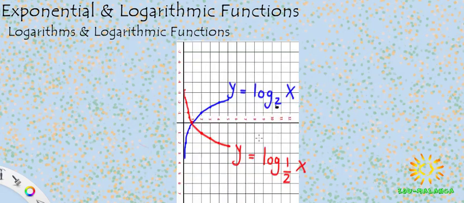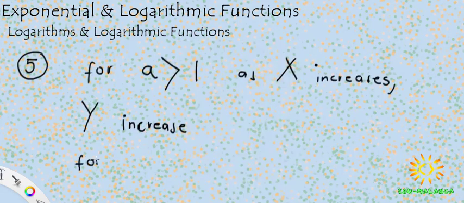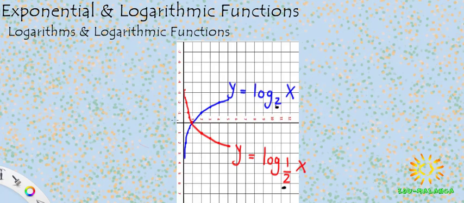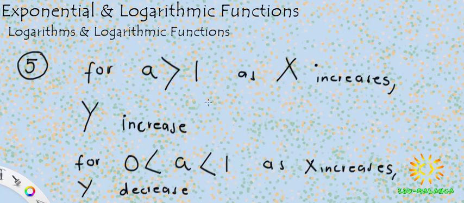Let's look at the second graph now. Our base was a fraction, 1/2. And so in this one, it's for 0 < a < 1. This is going to give you a base that's a fraction. What happens is as x increases, so as the values of your domain increase, the values of your range decrease. And that is what we can see happening over here. As the values of our x increase, the values of our y become smaller. And these are all the features that we're going to look at for logarithmic functions.